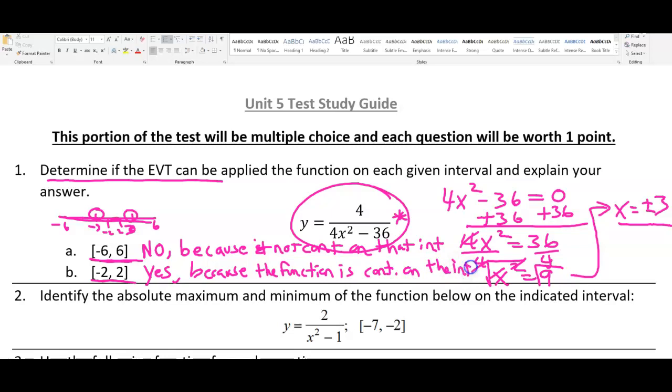For this test, you will not only be expected to say yes or no, but you'll also be expected to give the proper reason for it. Okay? Let's go ahead and continue here.